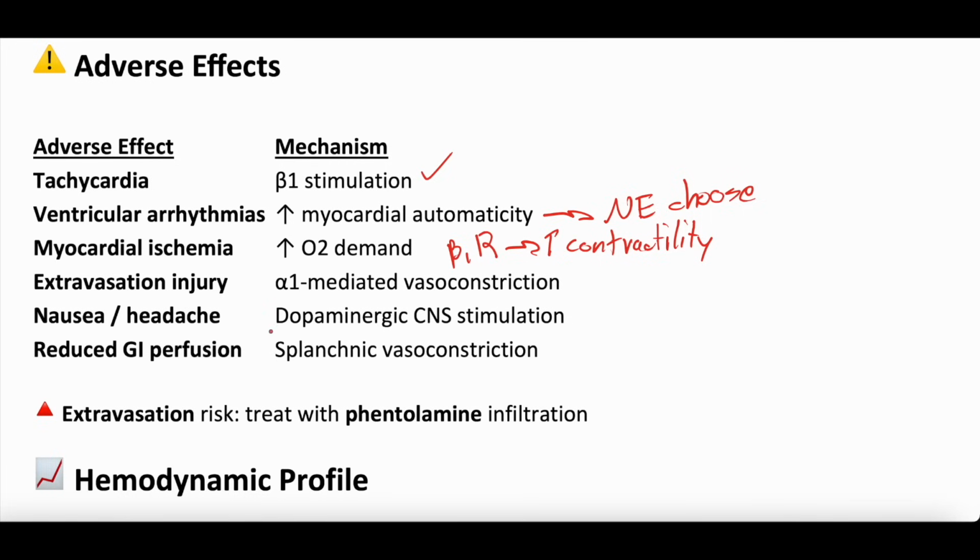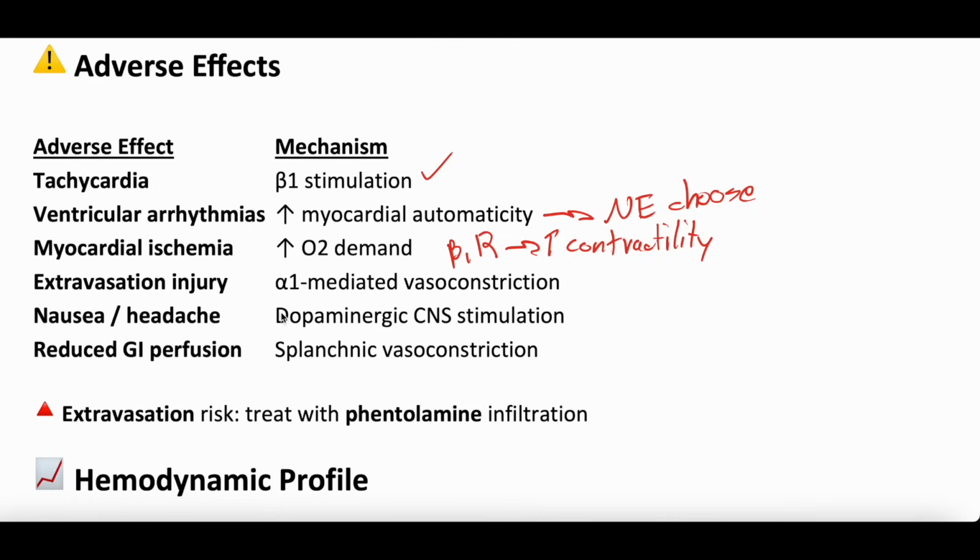If dopamine is going through a peripheral IV and it extravasates, it gets out of the IV into the subcutaneous tissue, you can get extravasation injury through its alpha-1 mediated vasoconstriction, common of many vasopressors, which is why most of the times we're putting these through central lines, although there is some blossoming evidence on the safety of peripheral vasopressors, particularly norepinephrine. That is in a different episode, though.